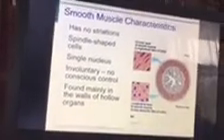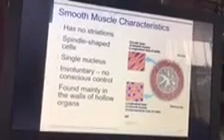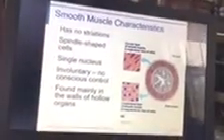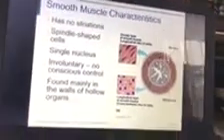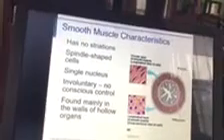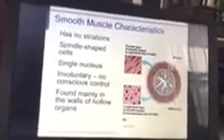Smooth muscle characteristics. They have no striations, meaning they have no lines. They have spindle-shaped cells, a single nucleus, and are involuntary, which means we have no control of their actions. They're found mainly in the walls of hollow organs, for example, the stomach.